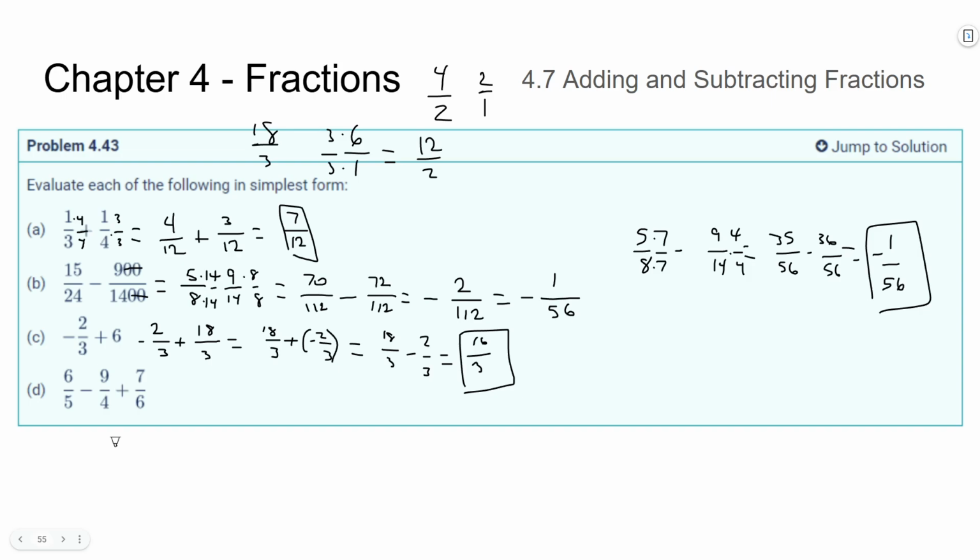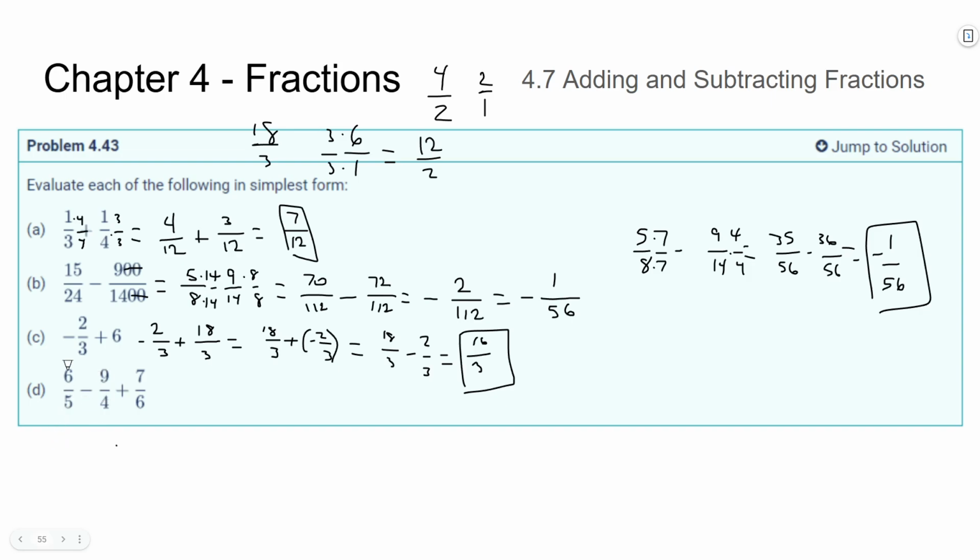So what are the multiples of 5? 5, 10, 15, 20. So 20 would be a common denominator for these two. We could do that first. That's one way of doing it. Or do we find a common denominator for everything? Well, I guess we have to start somewhere, right? And maybe we'll just start right here.